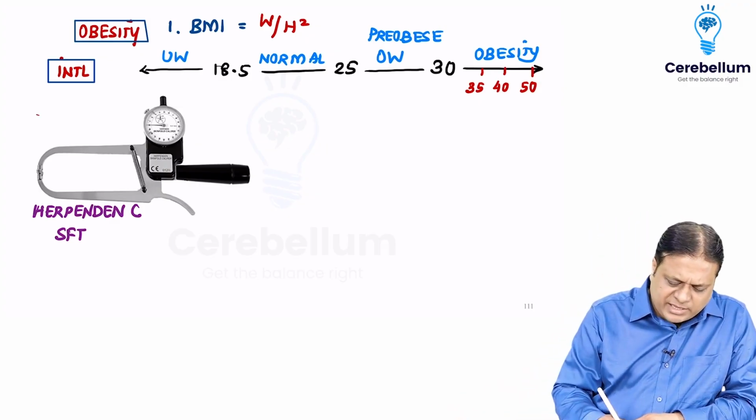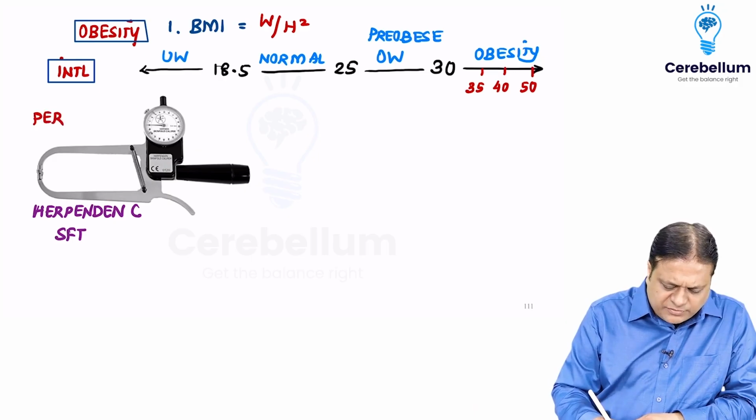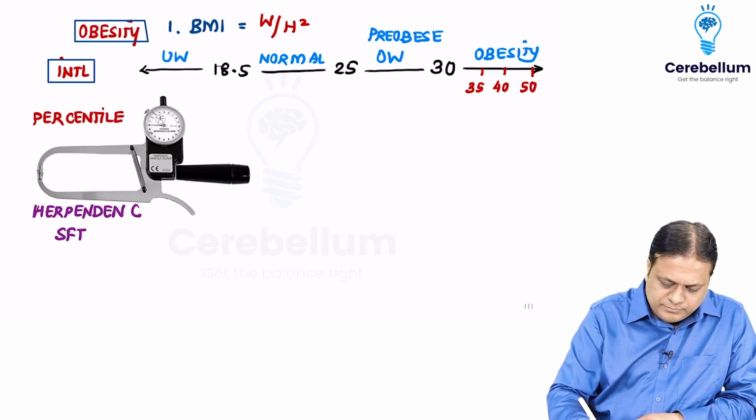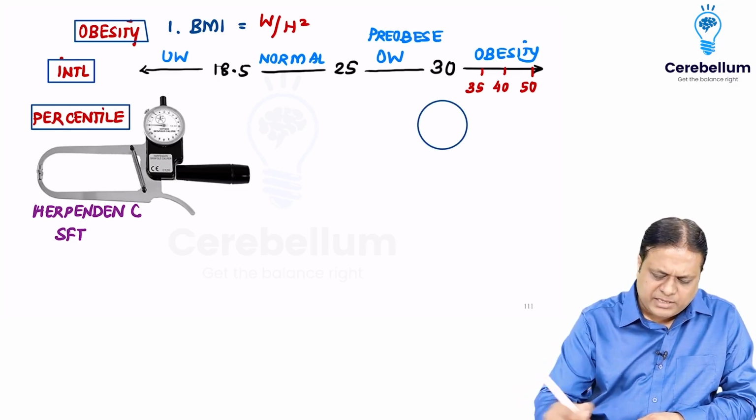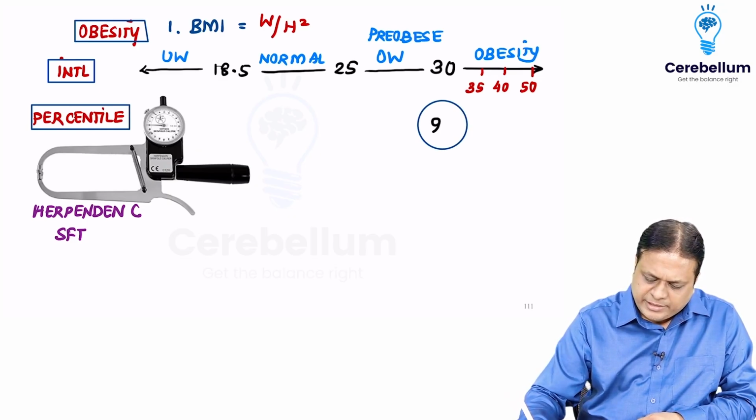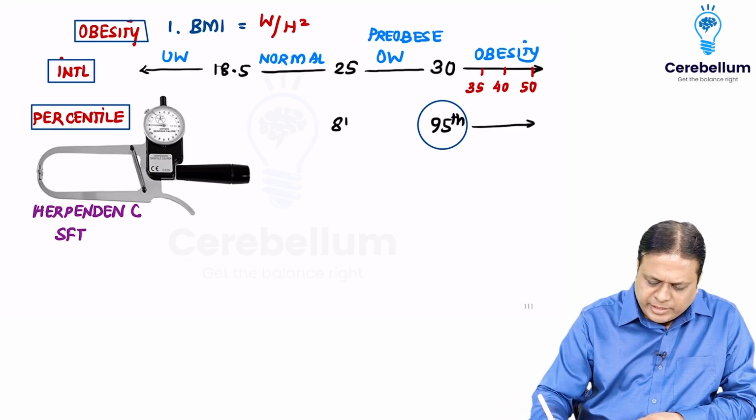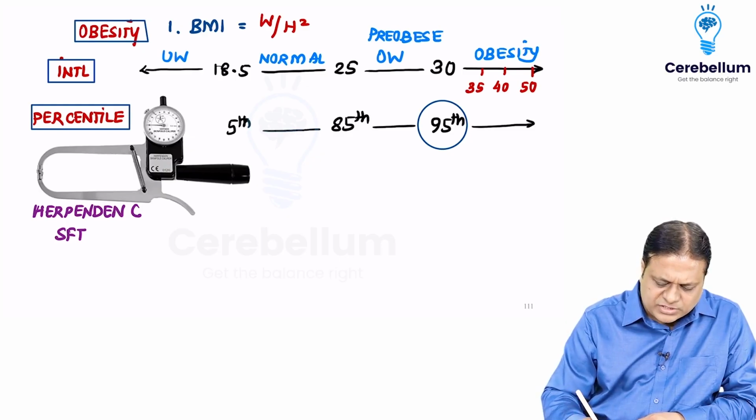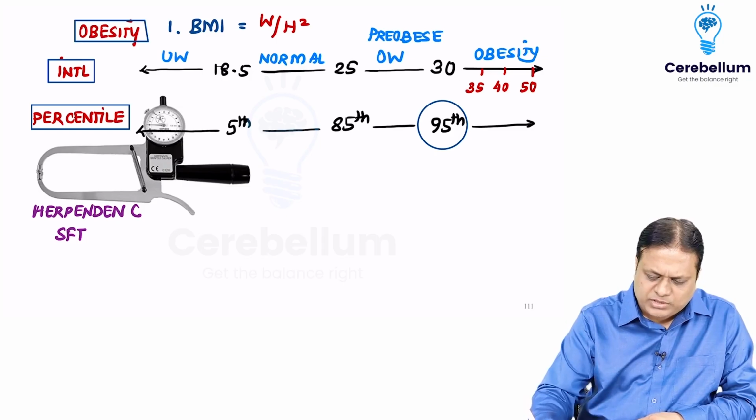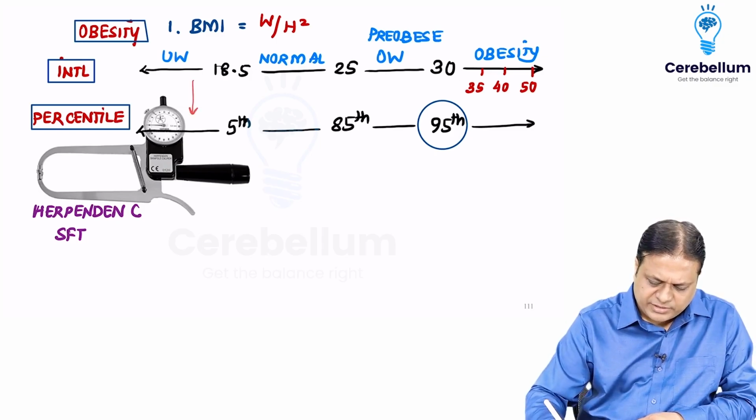When we look at the same obesity classification as per percentile of BMI, then please remember obesity is BMI above 95th percentile. 85th to 95th is overweight, 5th to 85th is normal, and below that is underweight.